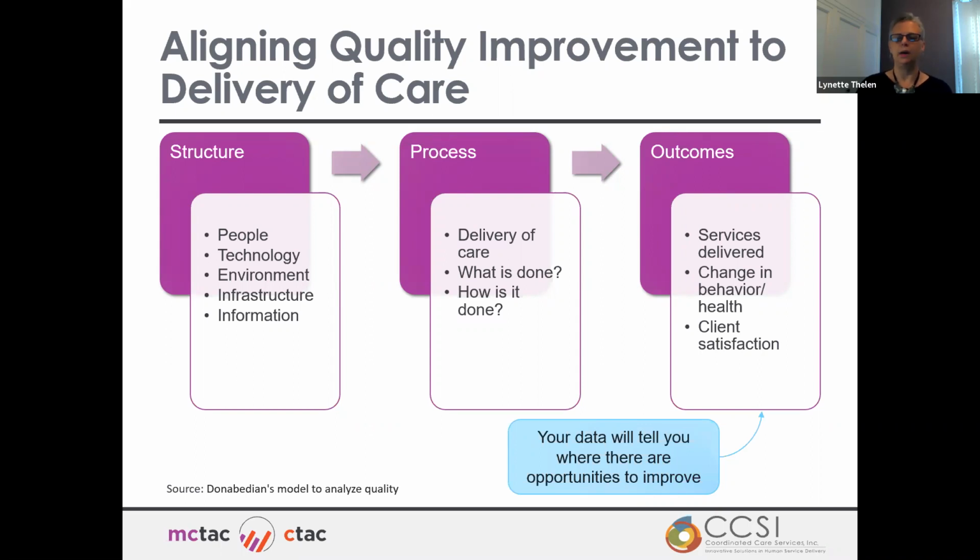It's a very simple model, but it's a great framework to say, how do I start to think about this environment I'm in and where quality improvement fits in? And your data basically tells you where your opportunities are to improve. And at the end of the day, a quality improvement cycle is trying to impact outcomes.